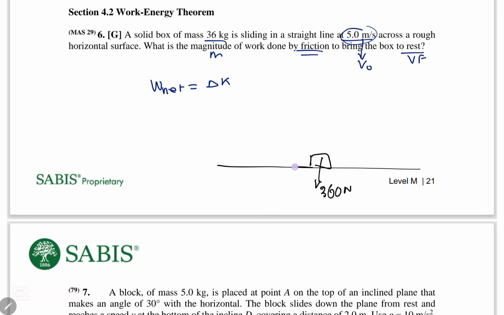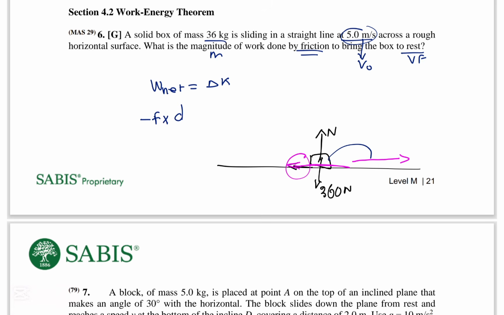It's just sliding. The only force acting on it is friction. And don't forget the normal push of the surface. On the y-axis, they are equal to each other because it's not moving up and down. It's only moving left and right. That means the only force acting is the friction. If the displacement is like this, then the work done by friction is force times distance times cosine of the angle between them, which is 180. So it will end up being minus friction times the distance d.